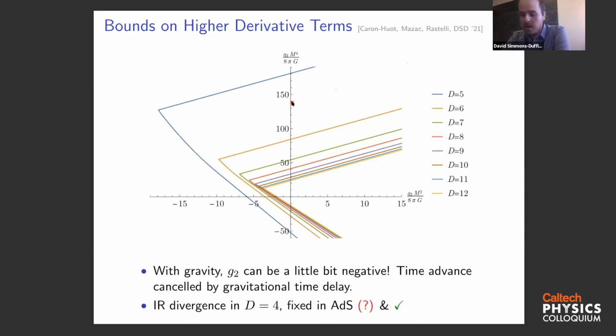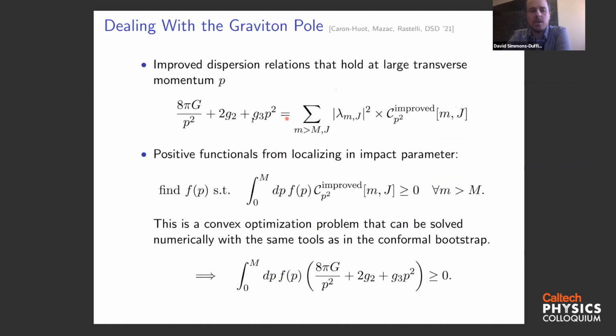There's a question from Misha in the chat. What if you add higher operators, G4, G5, and so on? That's a great question. So you can indeed put bounds on G4 and G5 and so on. And there are two-sided bounds on all of those coefficients. G4 and G5 don't affect the bounds on G2 and G3 that I'm showing here. And the reason is that only G2 and G3 appear in this dispersion relation.